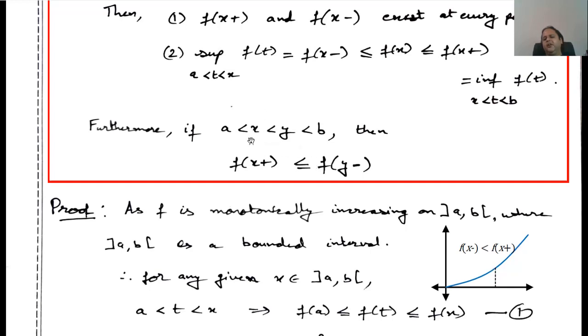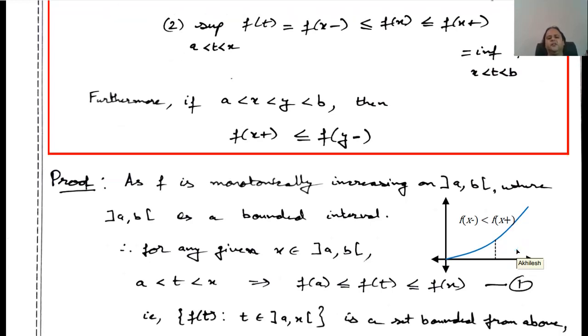So if the point is on the left hand side, the right hand limit, the limit superior as we find out for x, is smaller in comparison to the limit inferior at point y. The reason is the same, because it is monotonically increasing. From the diagram, it is very much evident. We can learn like this. So let us quickly see the proof of this theorem.